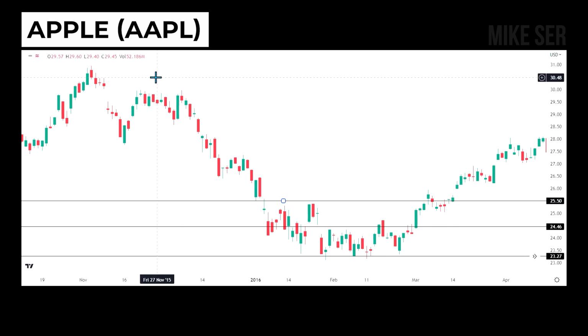So the rounded bottom chart formation, you can see this round shape, right? I'm drawing it right here, round, and going back up.